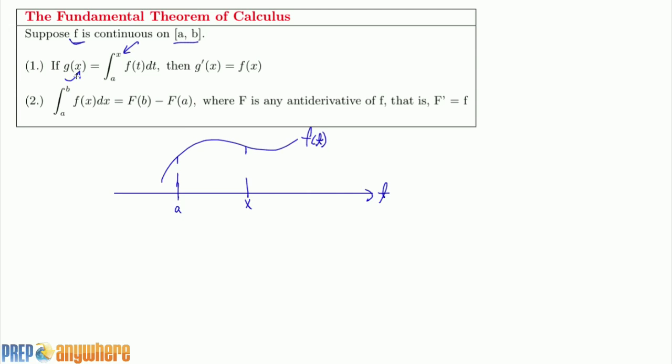Meaning, it's a function which gives you the area under the curve by varying the location of x. That's what this function is. You have to understand that. So this function f is fixed, it won't change. What we are varying is this x. Then the derivative of g at x is f at x, meaning the derivative is equal to the function f itself.